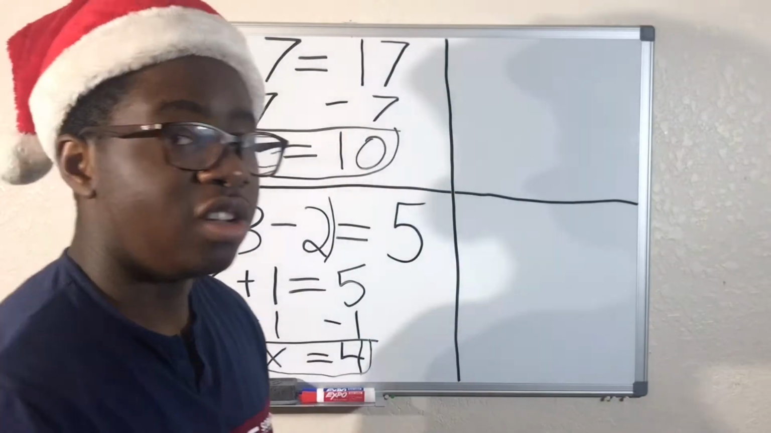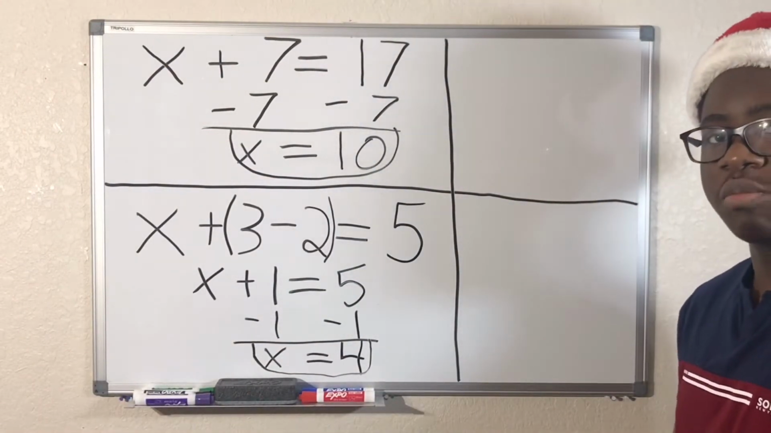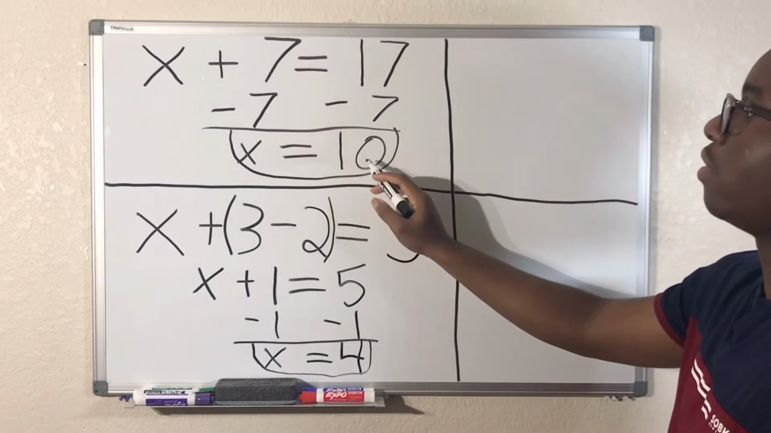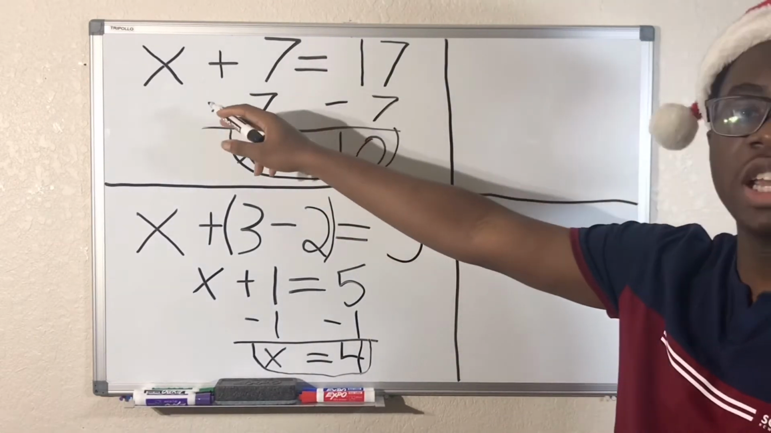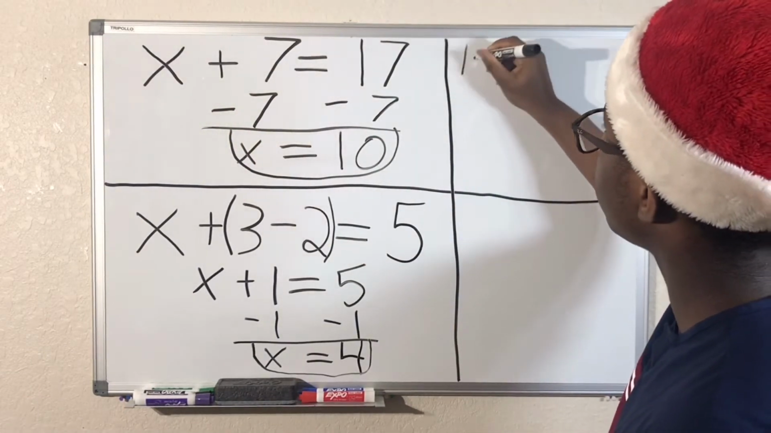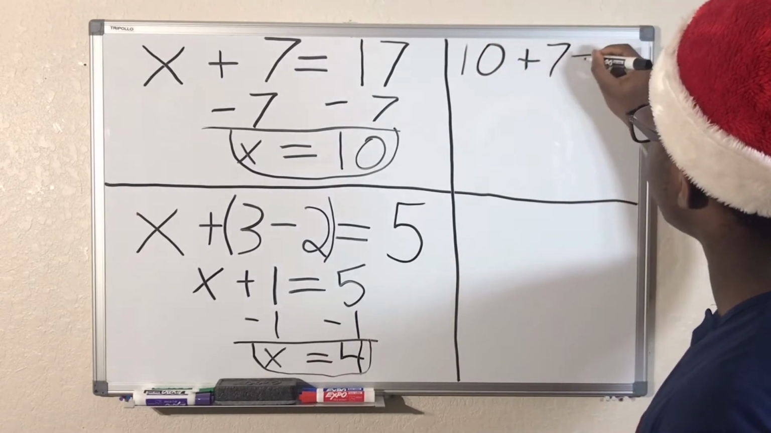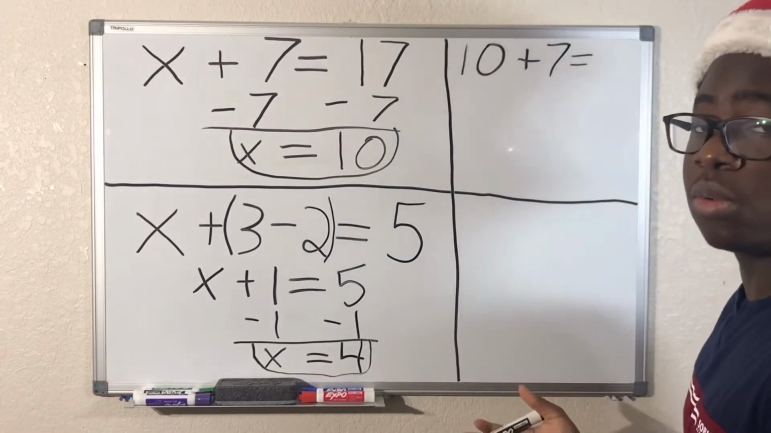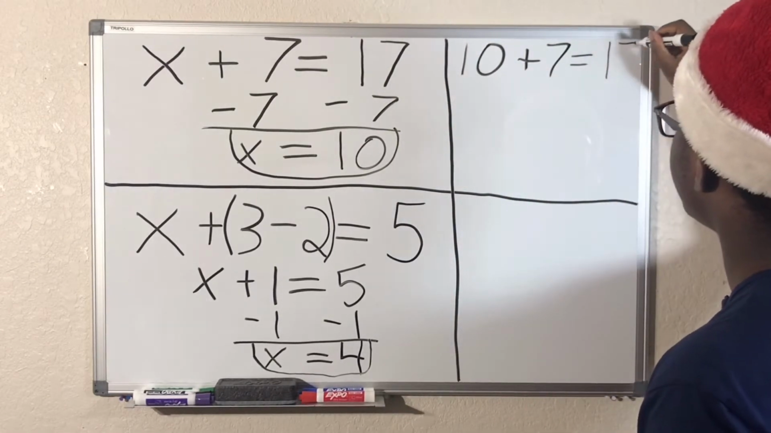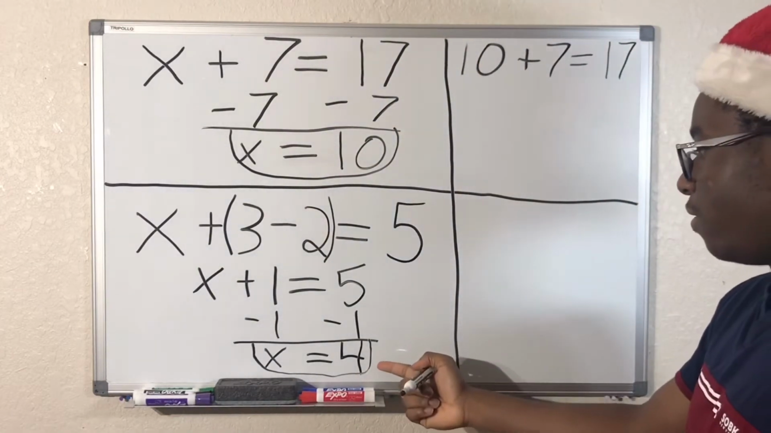So now the beauty of algebra is that you can always check your answer to make sure you're correct. So if x stands in for 10, we put 10 in x's place. So now we do 10 plus 7, do it however way you want, and we end up having 17. 10 plus 7 is 17. Then right here we have 4.